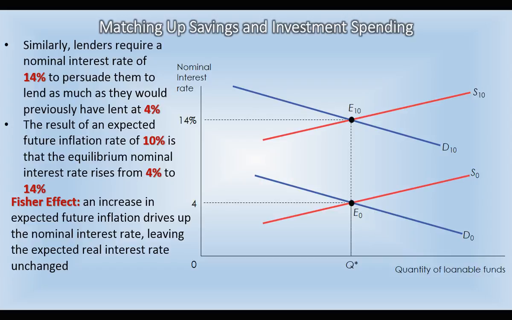So remember, the real interest rate is the difference between the nominal and the inflation rate. Originally, we had a 4% real interest rate, which was the difference between the 4% nominal and 0% inflation at this point here. Then everybody expected inflation to go up by 10%. In order to maintain the real interest rate at 4%, the nominal interest rate had to go up to 14%, because 14 minus 10 is equal to 4, leaving the real interest rate unchanged, which is what the Fisher effect is.